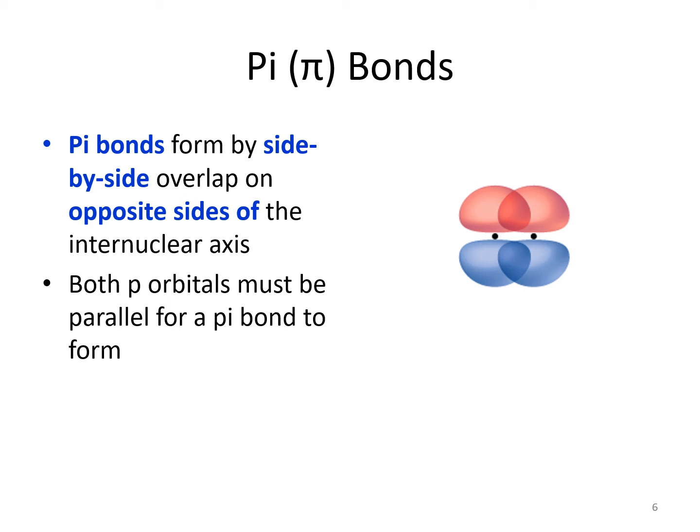In order to have side-to-side overlap, the orbitals must be pointing in the same direction, parallel to each other. A py orbital from one atom could overlap to make a pi bond with a py orbital from another atom. However, a py from one atom could not overlap with a pz from another atom.